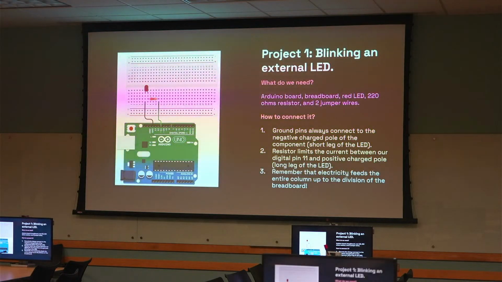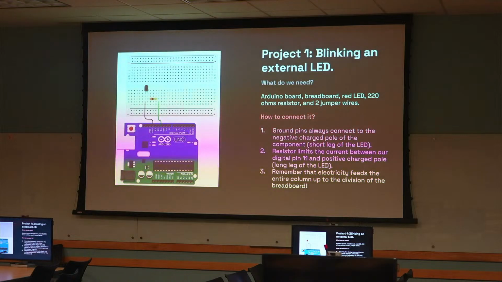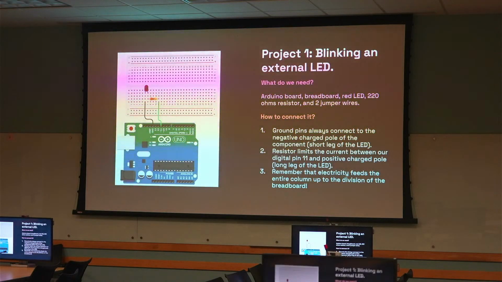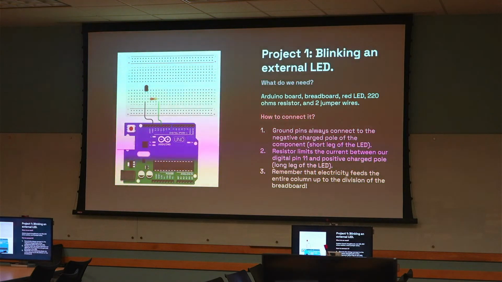Pin 11. Actually, I think you're missing the... I think if you move everything to the right, it's going to work because it's column-wise. The energy is going to flow column-wise. So pin 11 should be in the same column as any pole of the resistor, and then the resistor should feed the larger leg.